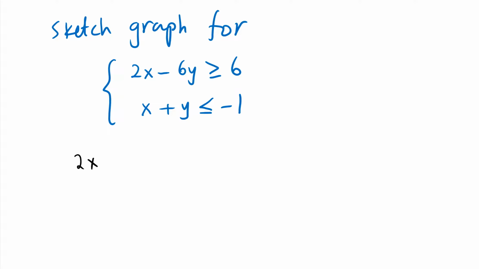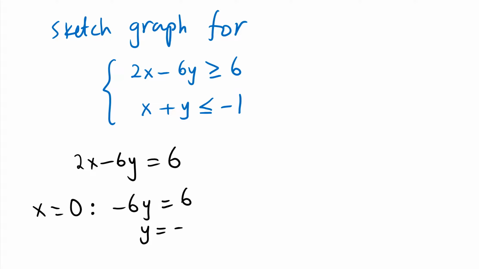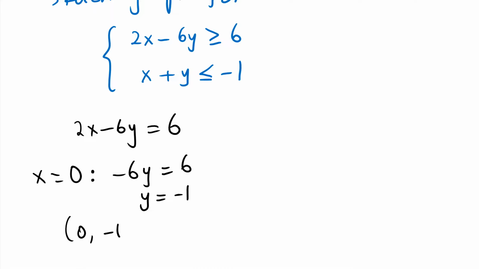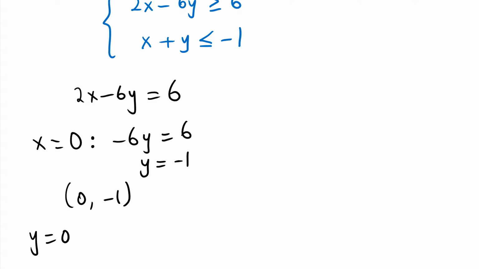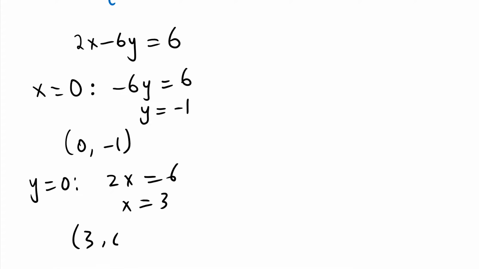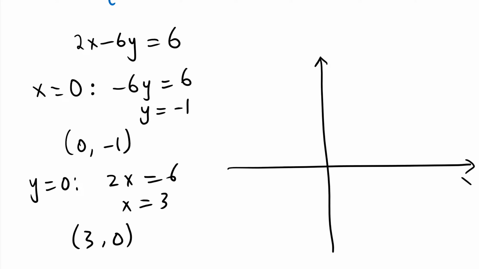we start with the first one, 2x minus 6y. Make it an equality here, like so. Why do we make it an equality? Because it's easier. We need to graph it first. You set x to 0, you get negative 6y is 6, y is negative 1. So 0, negative 1. If you set y to 0, you get 2x equals 6, x equals 3. So 3 comma 0. So I'm going to graph it here. Plot these 2 points: 0, negative 1 and 3, 0.